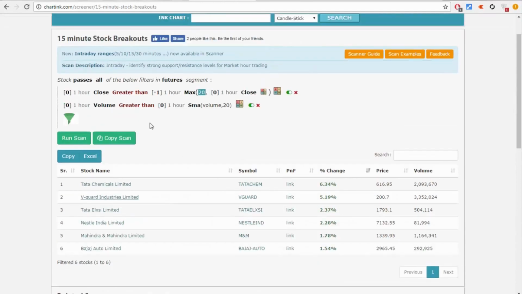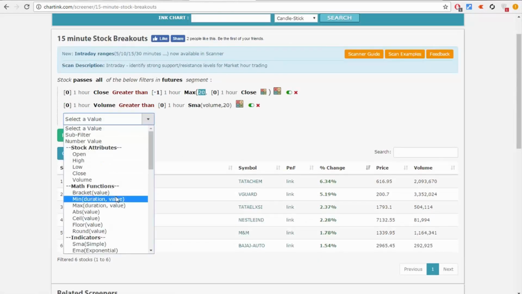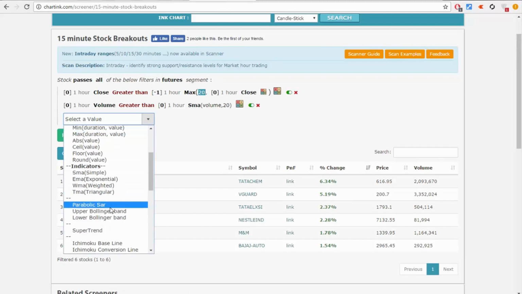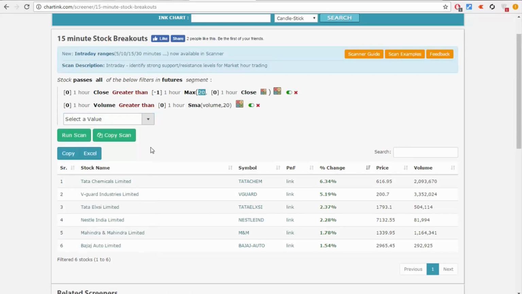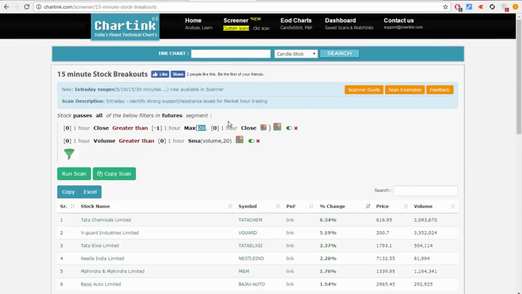Suppose this is one condition, and you want to add another condition like RSI above 50 or RSI below 50, or an exponential moving average crossover or SMA moving average crossover, you can add it as extra. If you don't know how to make a scanner, just follow this way and change the value. So this is just for one scanner.